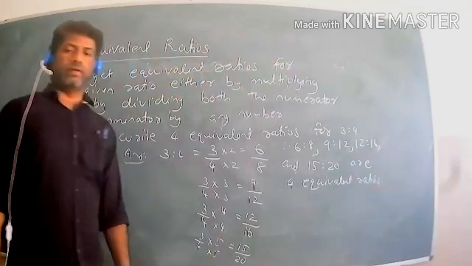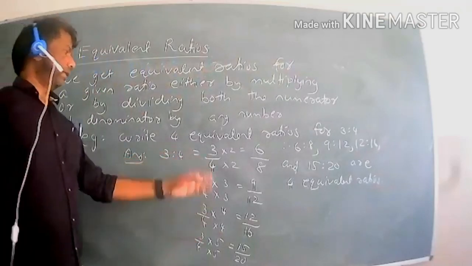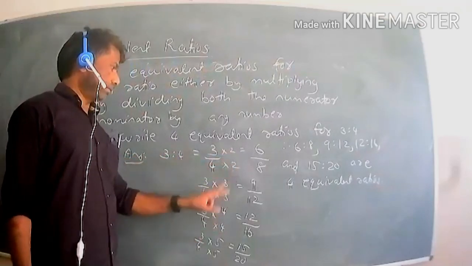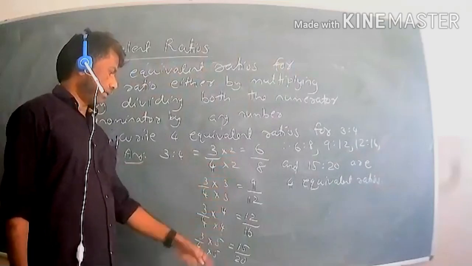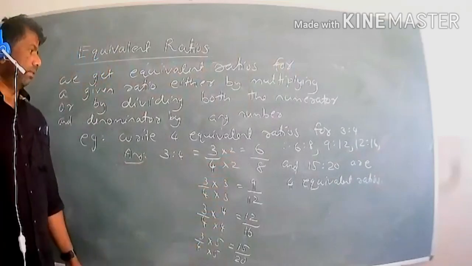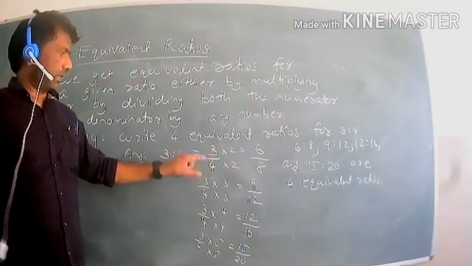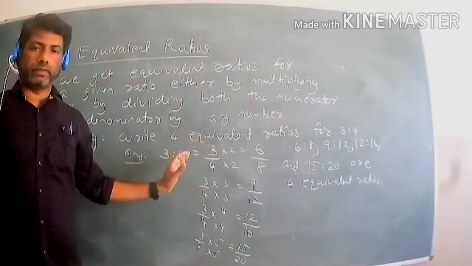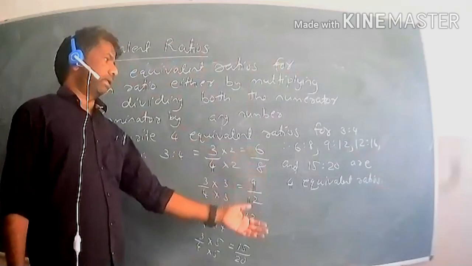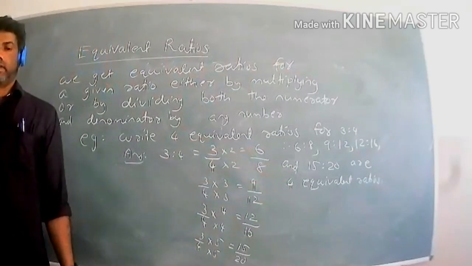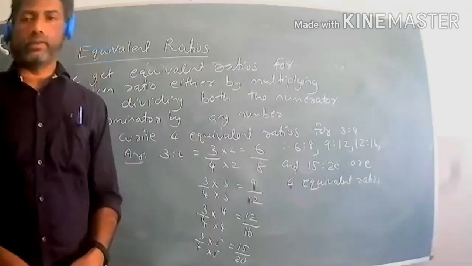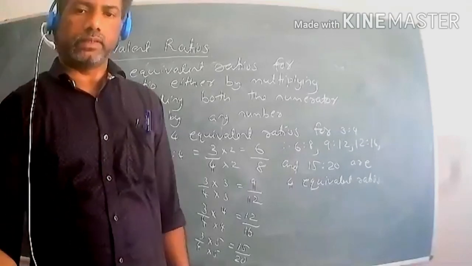There are many equivalent ratios. You may write any number, no need of multiplying only with 2, 3, 4, 5. You can multiply with any number. If it is possible, you can divide also. But here 3 and 4 we cannot divide by any number. So by multiplying, you have written equivalent ratios. So that is all for today. We will continue in the next class.